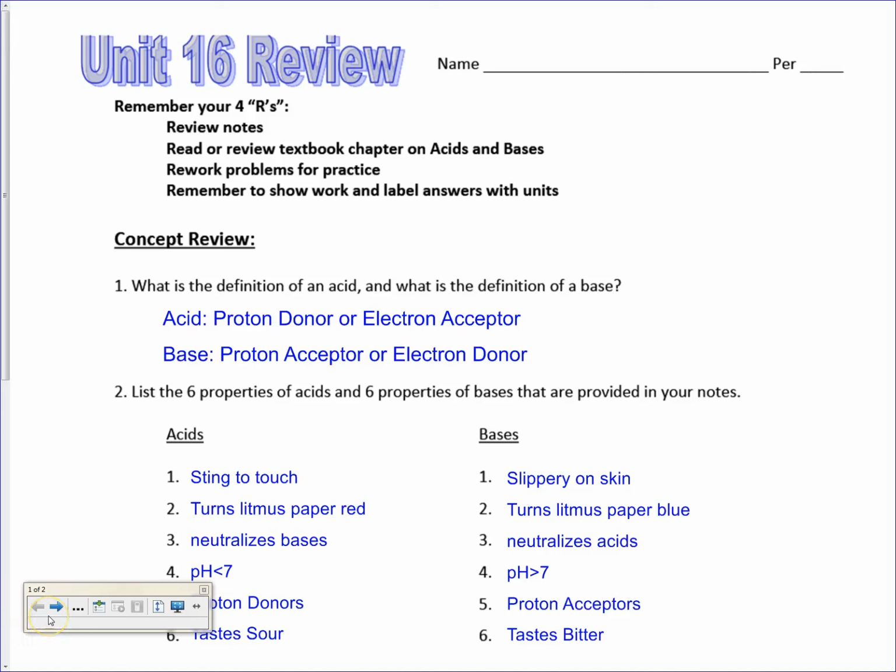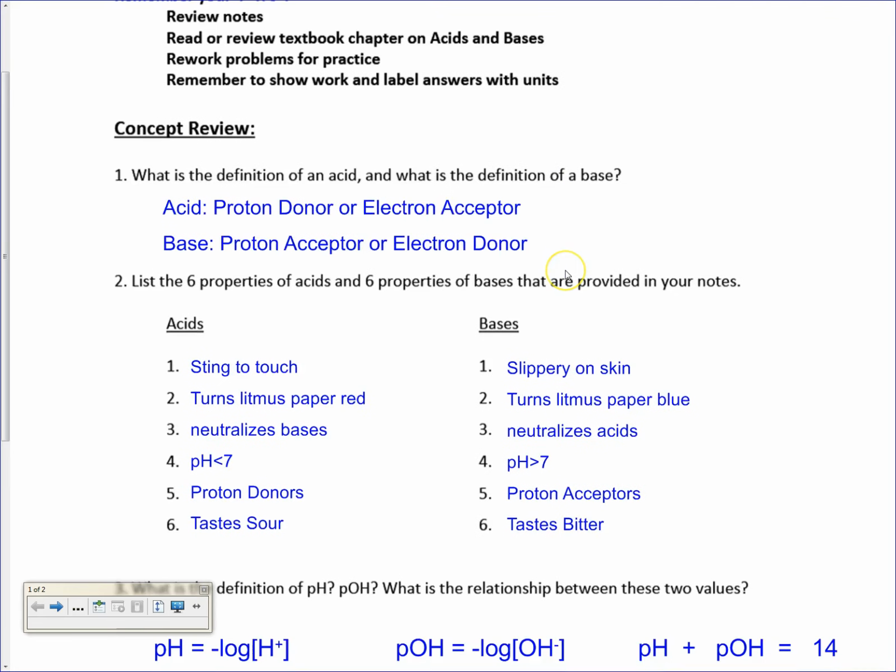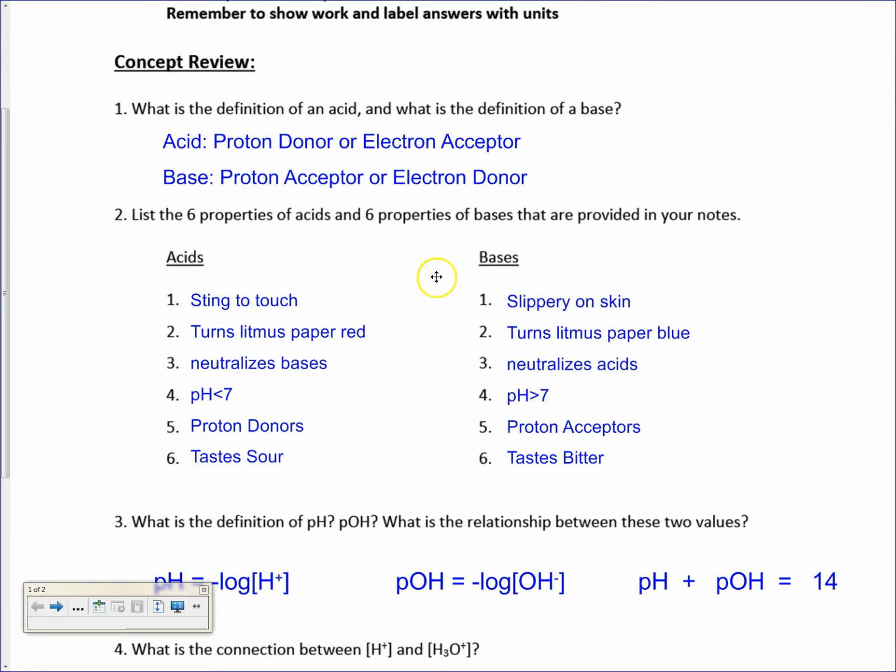This is the key for the Unit 16 review. So a lot of these, again, are just questions that you can kind of read through for yourself, but make sure that you know these things. So definition of an acid, you can consider it either a proton donor or an electron acceptor. Bases, proton acceptors, or electron donors. There are other definitions, but those are the two main ones that we're going to focus on for this class.